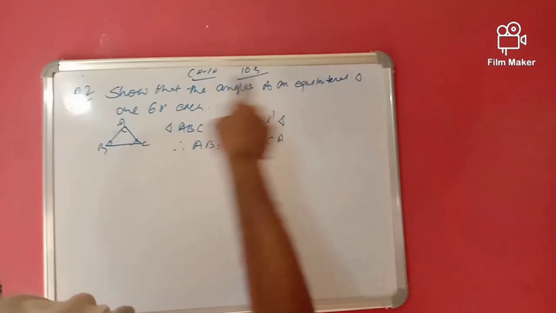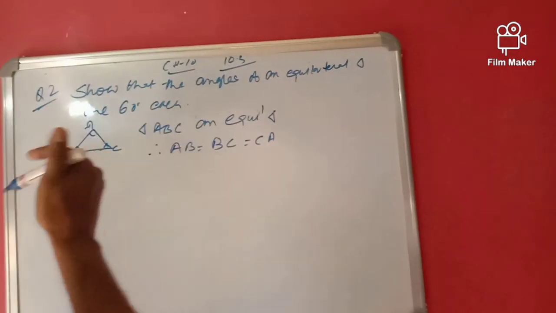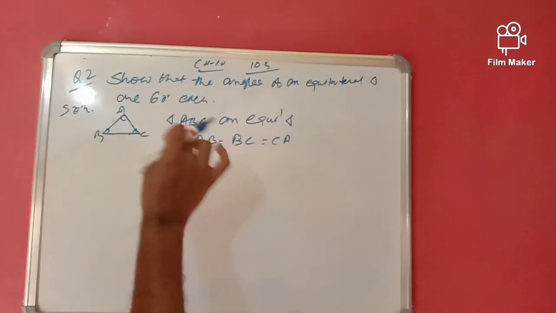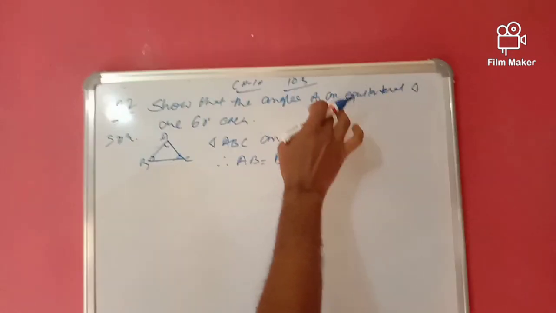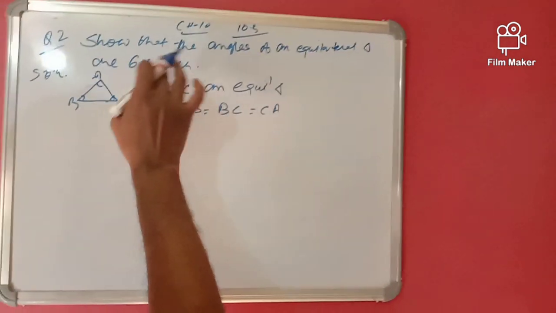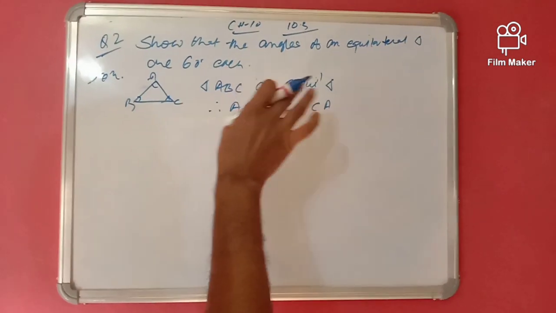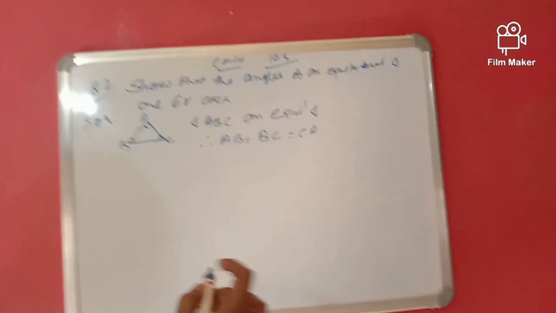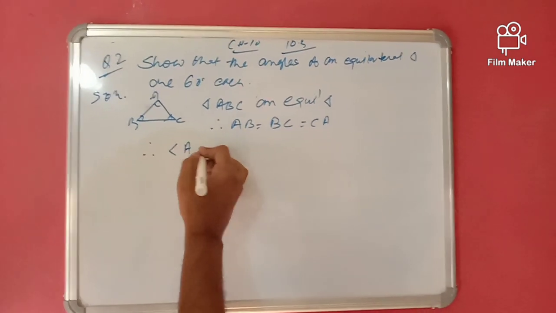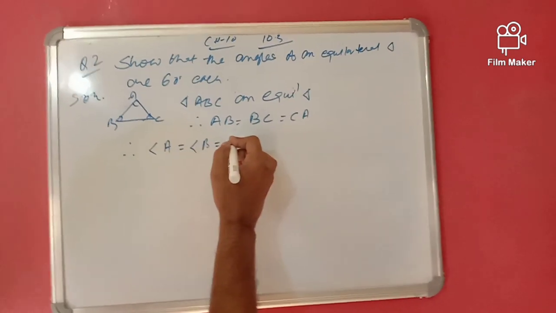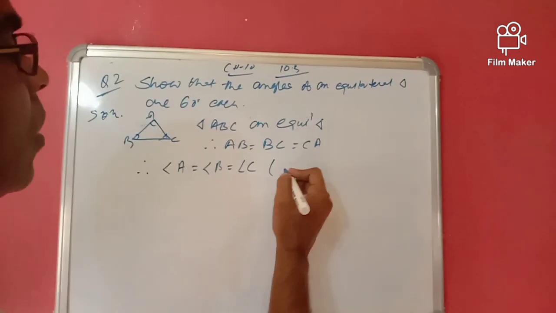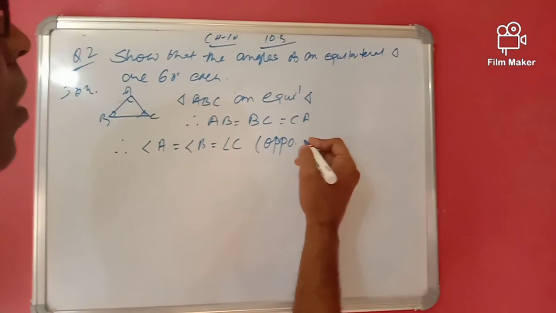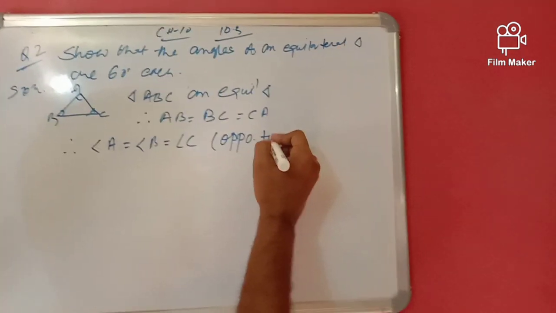It is given that the angles of an equilateral triangle are 60 degree each. So first of all you draw the figure. Triangle ABC is an equilateral triangle, therefore AB equal to BC equal to CA, therefore angle A equal to angle B equal to angle C. Why is it equal? Because as we know, angles opposite equal sides are equal.